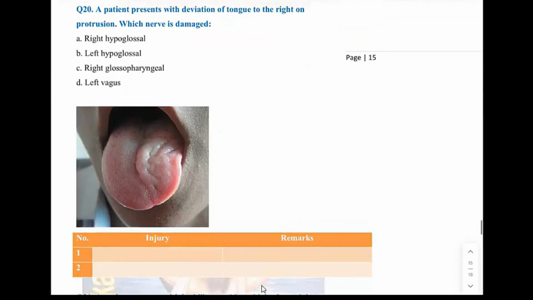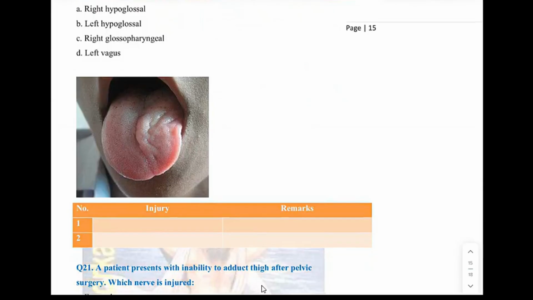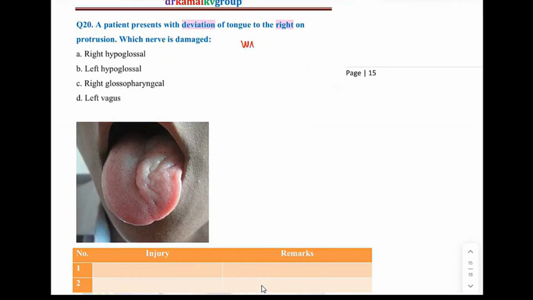The next question: a patient presents with deviation of the tongue to the right side on protrusion. Now here, if there is wasting also, wasting means atrophy, or you can use the word flaccidity. So this all suggests lower motor neuron paralysis, and especially it is for cranial nerve 12, that is hypoglossal.